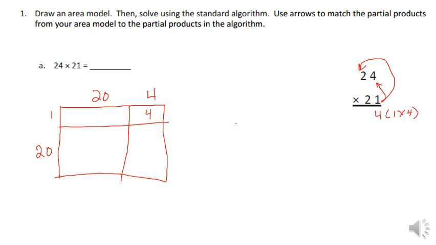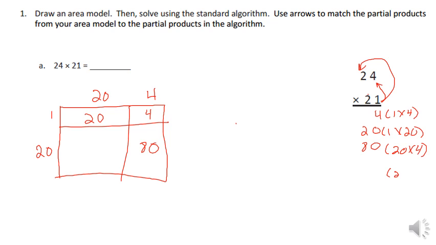Our second step would be 1 times 20. It's not 1 times 2 because it's 1 times 20. Same thing on the area model. 1 times 20 is 20. Now we've done both of them. Now on the standard algorithm, now we have 20 times 4, and that's going to give us 80. And 20 times 4 here gives us 80.